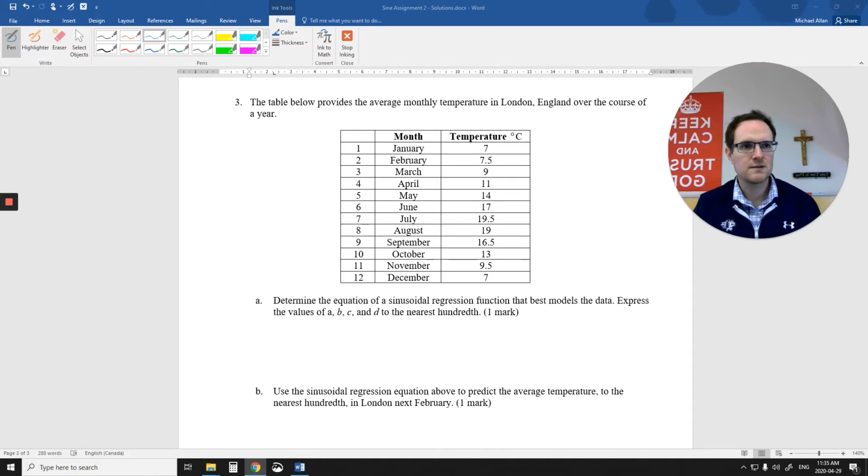Sweet. Okay. I wanted to do this as a sine regression too. I don't know if I can copy this table. No, I can't copy this table. So I'm just going to pause. Okay, sorry about that. Come back here.